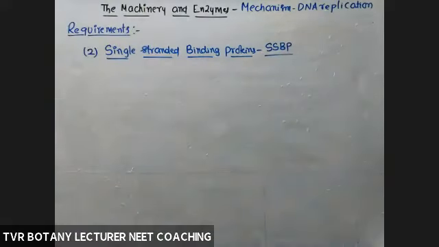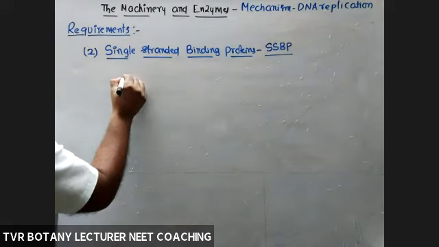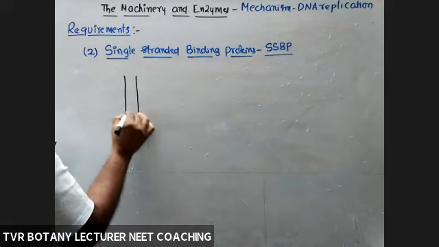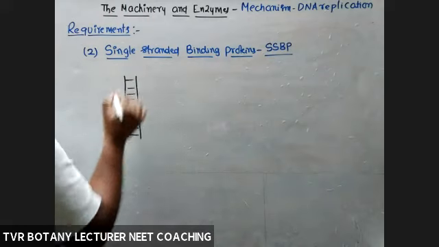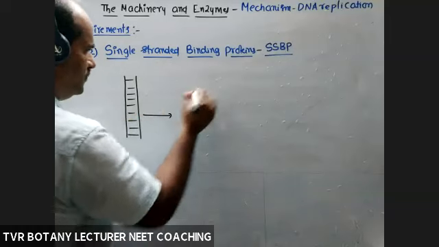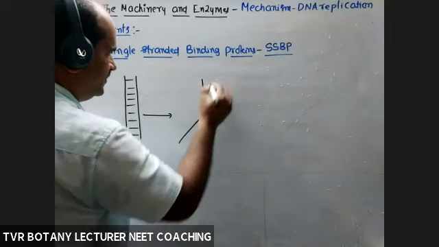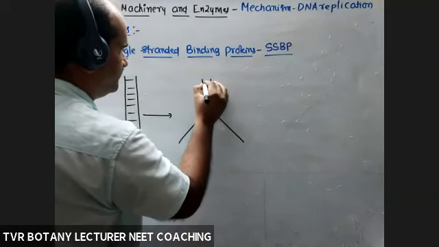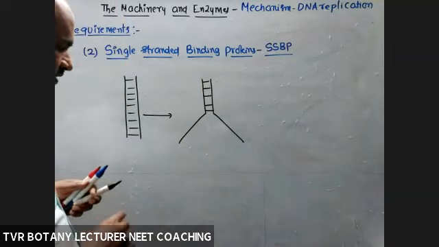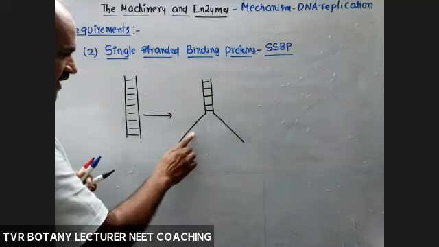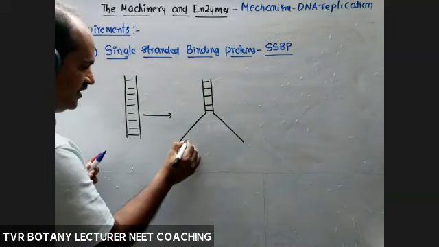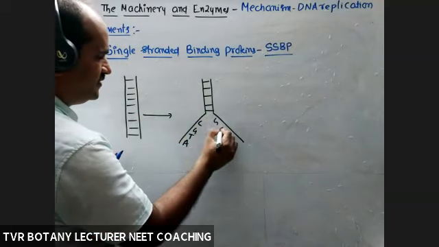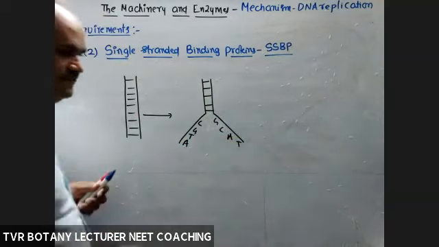Single stranded binding proteins. So what about the role of these proteins? These proteins are also not given in the NCERT textbook. Both the DNA strands are separated at one particular location. Here the nucleotides are in an unpaired condition, for example A, T, G, C, and G, C, A, T.